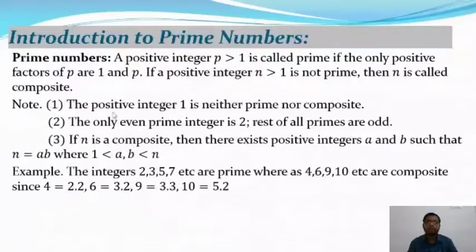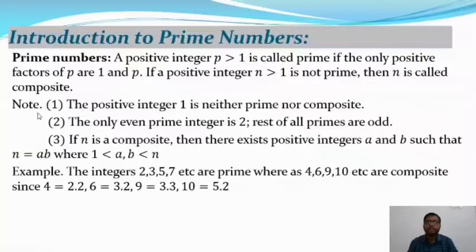So here is the definition of prime numbers. A positive integer p greater than 1 is called prime if the only positive factors of p are 1 and p. If a positive integer n greater than 1 is not prime, then n is called a composite number. And you know that a composite number is a multiple of prime numbers.